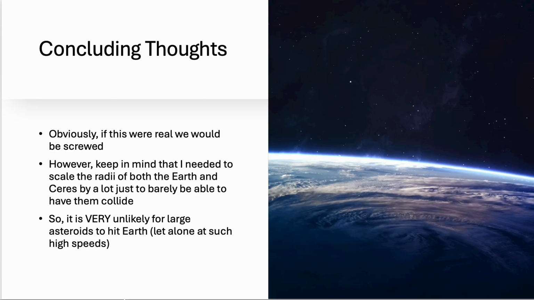So in conclusion, obviously, if this were real, we would be screwed. However, keep in mind that I needed to scale the radii of both Earth and Ceres just to be able to just barely have them collide. So it is very unlikely for large asteroids to hit Earth, let alone at such high speeds. It is basically impossible.